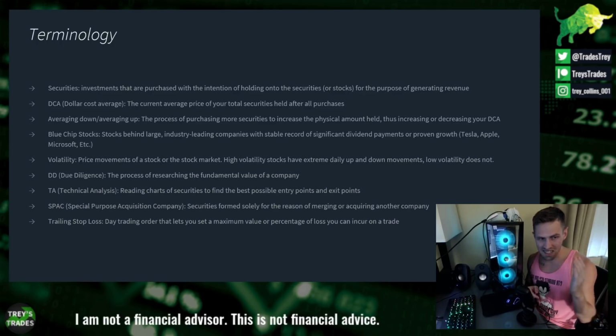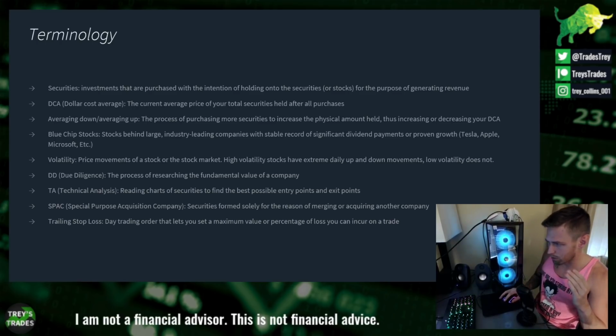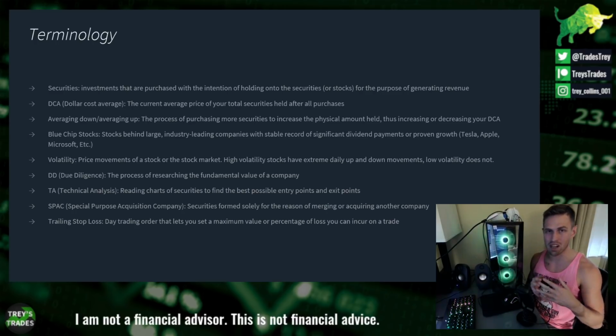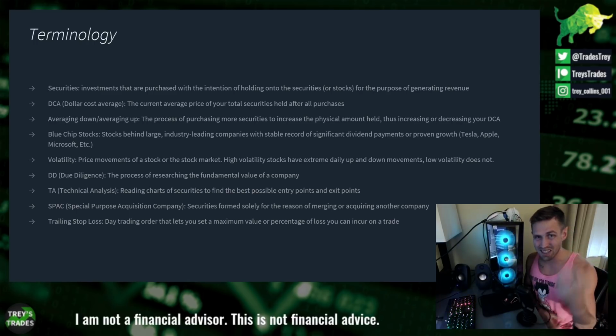All right. DD or due diligence. So DD or due diligence, this is the process of researching the fundamental value of a company. And this is going to come down to a couple different factors. You want to look at the current management team, previous financial situation, right? Why do they not have earnings? Why do they have earnings, right? Where's the potential for growth down the road? That comes down to kind of, I don't want to say an intuitive, right? But mostly an intuitive knowledge of where a company could grow.